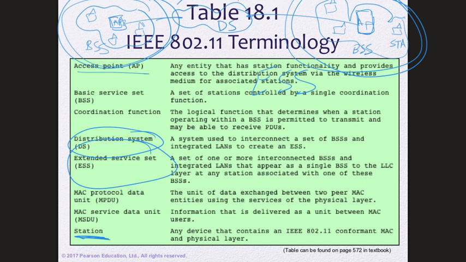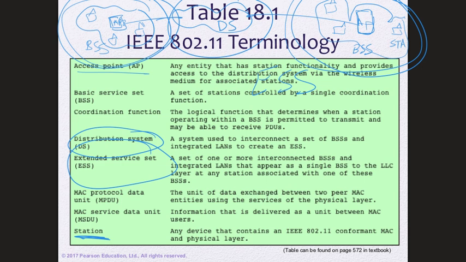But this is without the cloud, without the distribution system. So an extended service set is multiple basic service sets that are jointly talking to each other, right? That's the extended service set because they belong to the same network. But this does not include the DS. The DS is not part of the extended service set, okay? Even though it connects them, it's separate from them, in terms of definition.